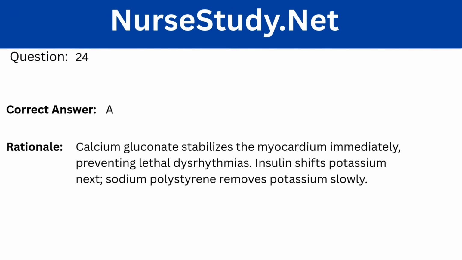Correct answer: A. Rationale: Calcium gluconate stabilizes the myocardium immediately, preventing lethal dysrhythmias. Insulin shifts potassium next. Sodium polystyrene removes potassium slowly.